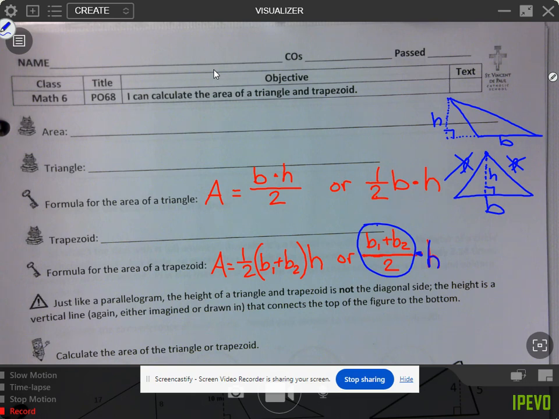Okay. If we're looking at our trapezoid, remember trapezoid has parallel lines for our bases, and then slanty sides. So we have base 1, base 2. The top and the bottom are our bases, base 1 and base 2. Where is my height?